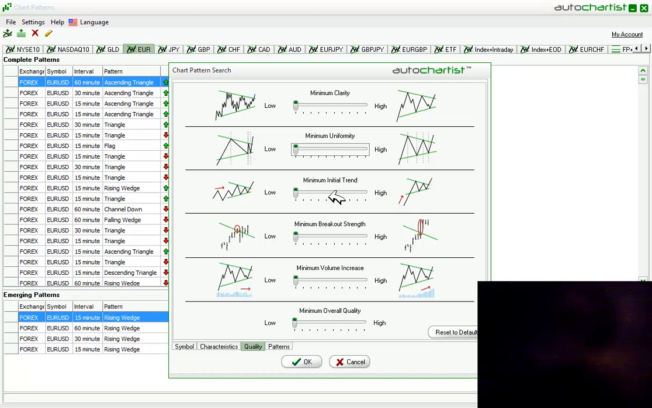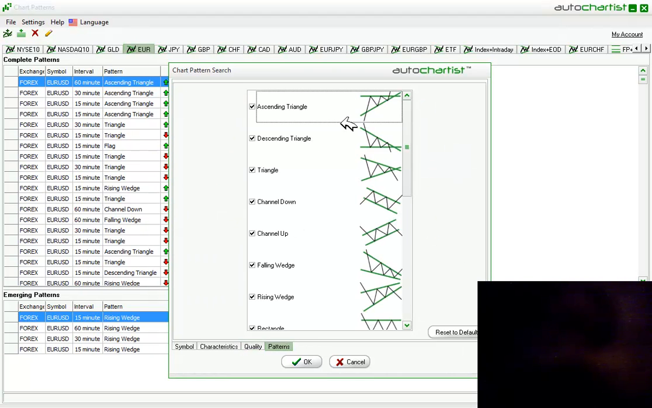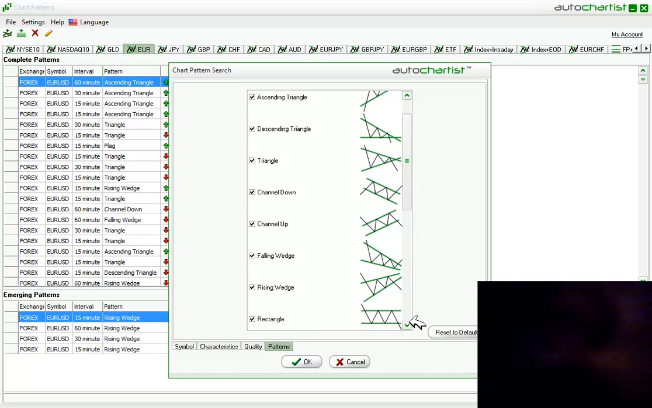I do not recommend adjusting the minimum initial trend. And here's why. The initial trend measures the trend that preceded the development of the pattern. Since we have both trending and non-trending patterns that the AutoChartist scans for, trending patterns would be examples like channel down, channel up, falling wedge, rising wedge. Sideways patterns would be examples like triangles, ascending, descending, and the symmetrical here. Even rectangles would be considered non-trending.